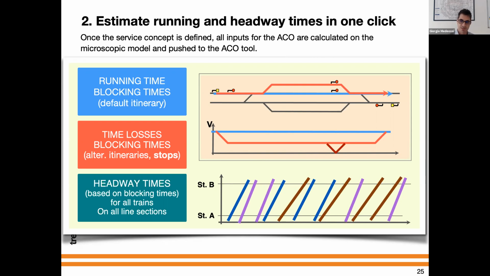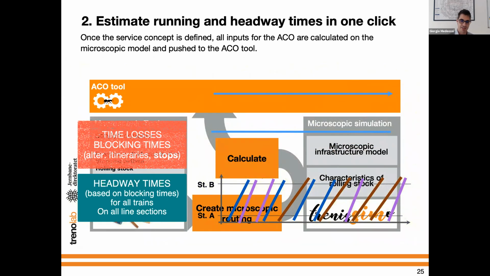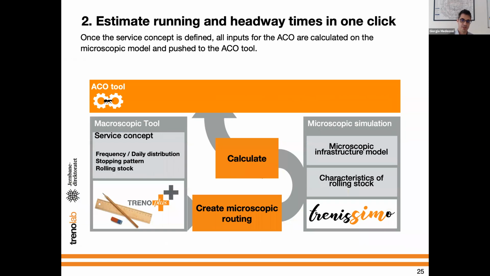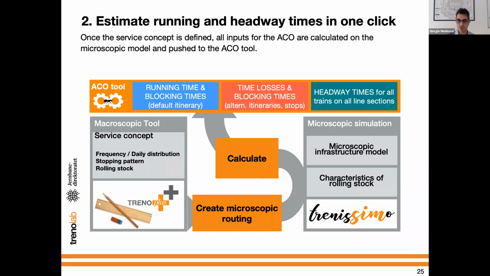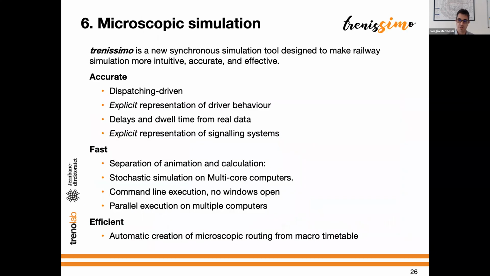With one more click, we are ready, and we have the ACO tool ready to run. We run the algorithm, and we will see it in action in a moment. But we focus once more on the microscopic simulation, which is used for verifying that the timetable is robust.